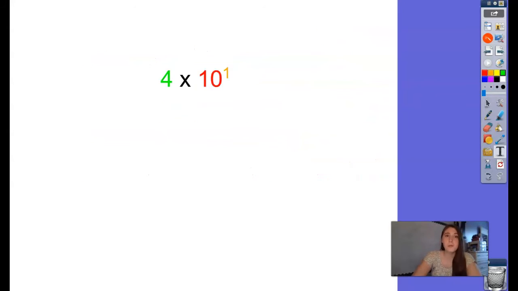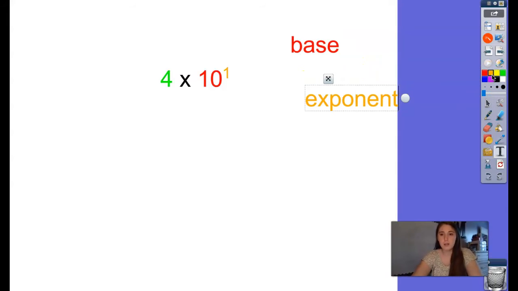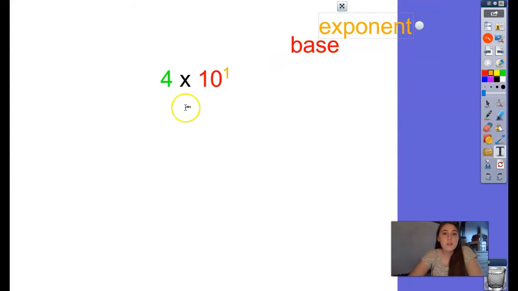So now we're going to take this one step further as we change what number we're multiplying by. What I mean is our green number is what we're multiplying by our 10 to the power. So for this, our 10, our red number, is what is called our base. And our orange, which is the 1, is our exponent. So we have our base to our exponent. So as we look at this, we have 4 times 10 to the 1.